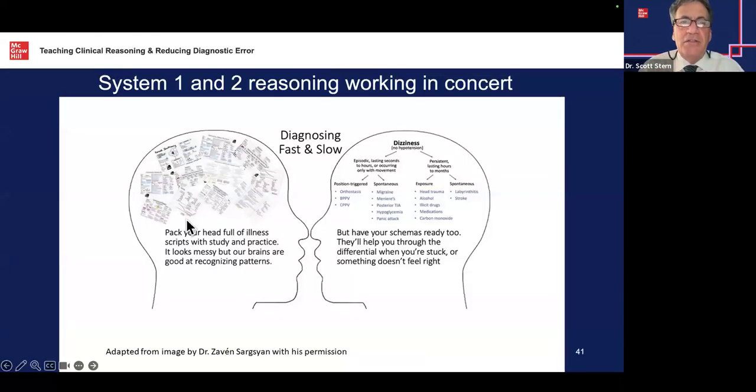Ideally, at the end of this, the students and residents are using System 1 and System 2 thinking working in concert. So as they see more and more patients, which is invaluable, nothing replaces that, they build these illness scripts. This is what helps when we're experienced. But in the meantime, we supplement that with well-constructed, evidence-based paradigms that they can learn and remember that help them to navigate the evaluation of a problem when they don't have an illness script that matches it.